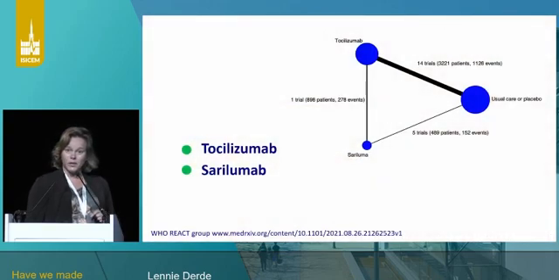This is a network meta-analysis on the IL-6 receptor antagonist that was already referred to in one of the previous talks. And the message you have to remember is it doesn't matter if you give toci or sari, as long as you give an IL-6 receptor antagonist in patients who are eligible for getting it.